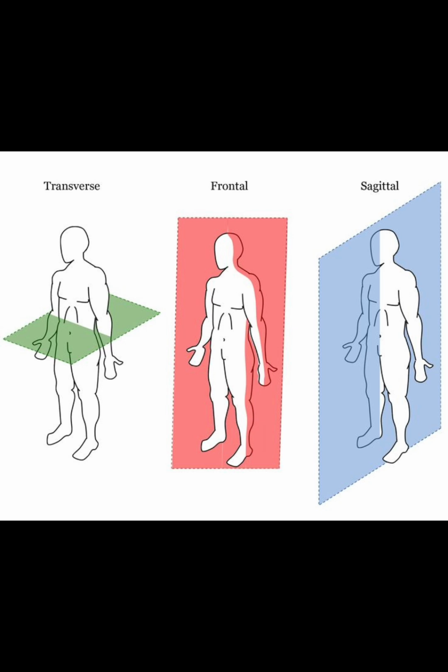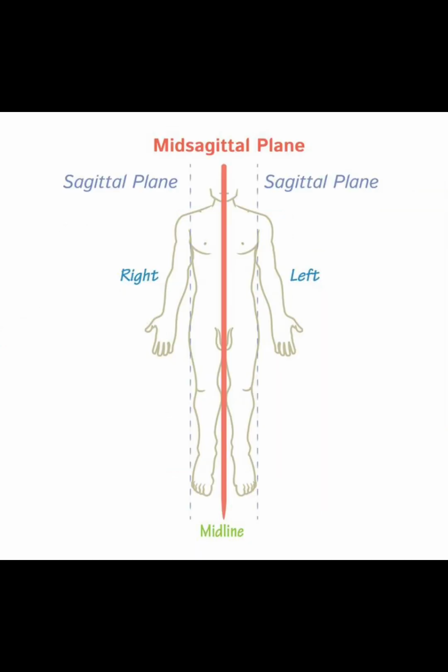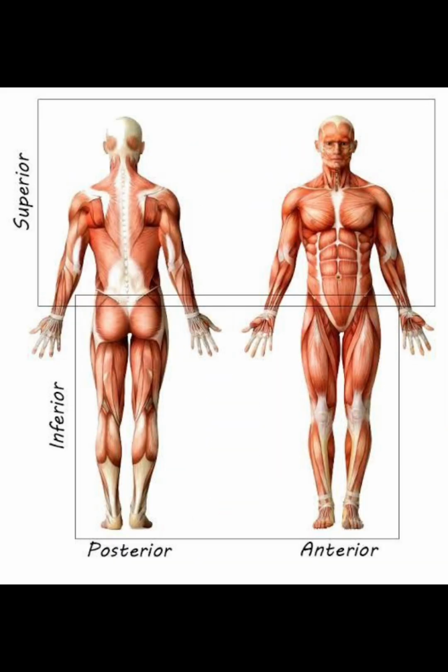To summarize, let's strip away the complexity and view the body through these three slices. Sagittal: left or right, forward motion. Frontal: front or back, side motion. Transverse: top or bottom, rotational motion.